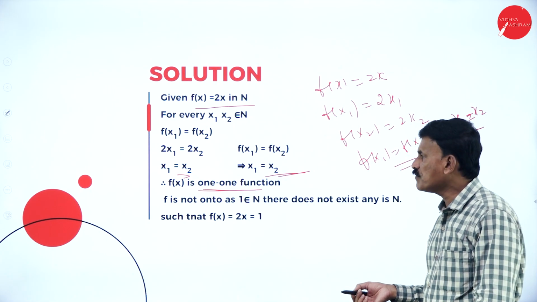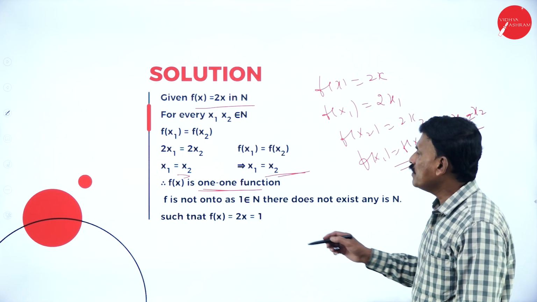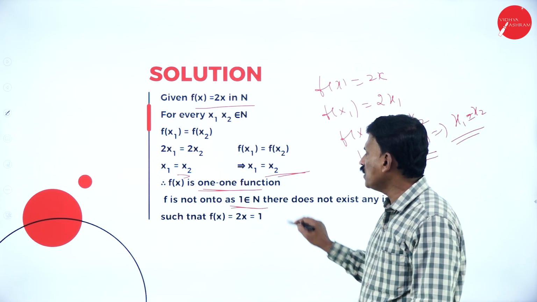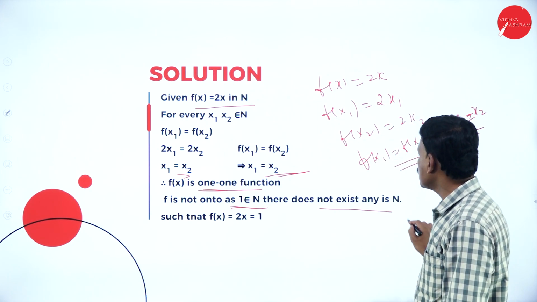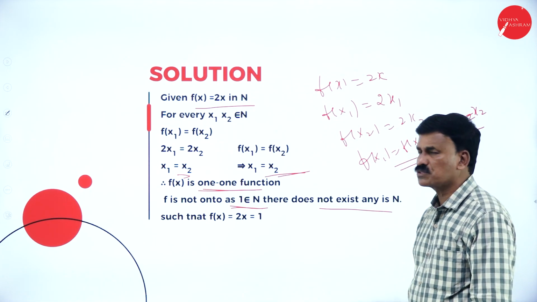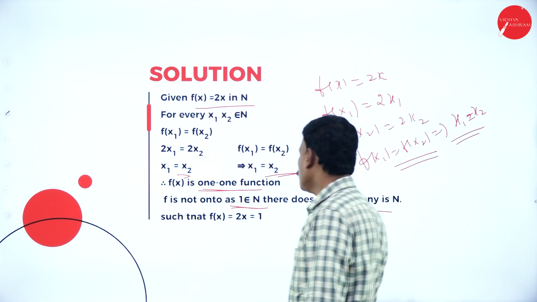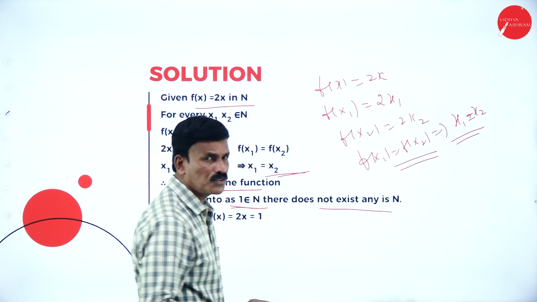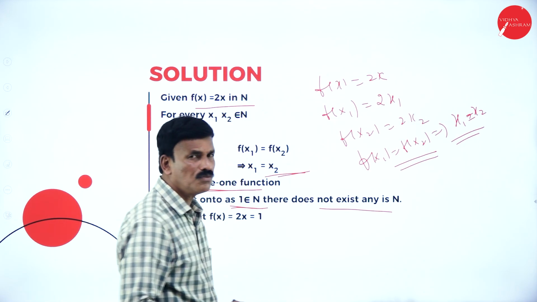Now, to verify whether f of x is an onto function: f is not an onto function. As 1 belongs to N, there does not exist any element in N such that f of x is equal to 2x is equal to 1. So, if f of x is equal to 2x, then 2x is equal to 1 means x is equal to 1 by 2.